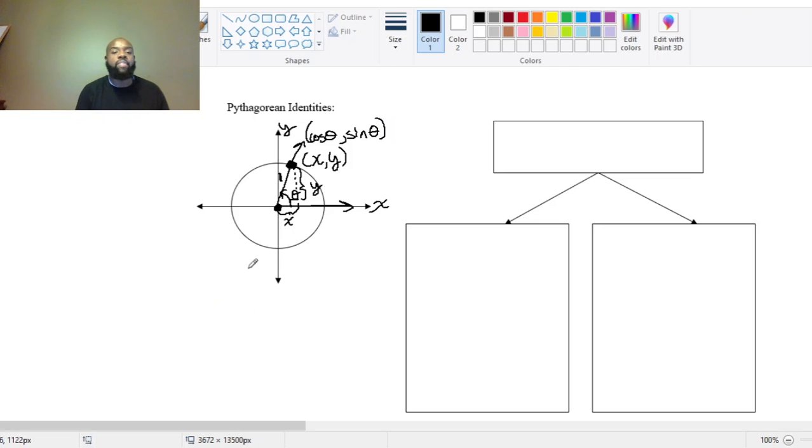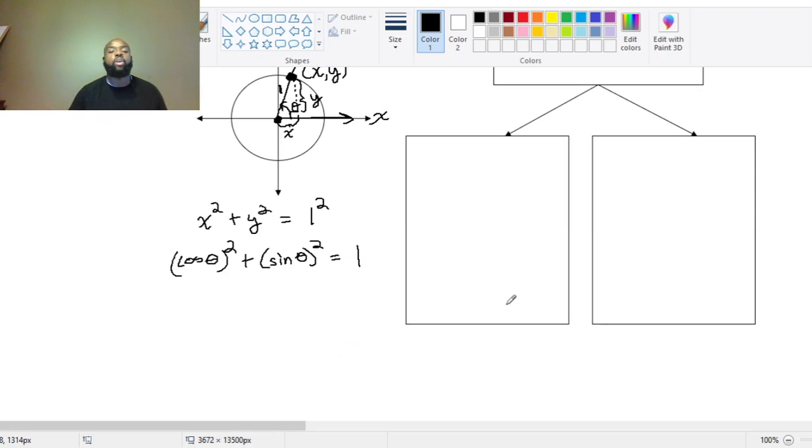Now, we know from the Pythagorean theorem that when I have a right triangle, if I square the first leg and add it to the square of the second leg, I'm going to get the square of the hypotenuse, right? Well, since this x is the same thing as cosine of theta, this is cosine of theta squared plus my y, which is the sine of theta, sine of theta squared. That's going to equal 1 squared, or 1.